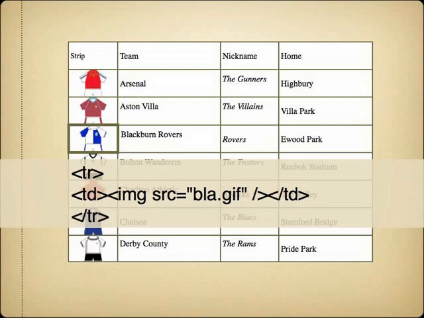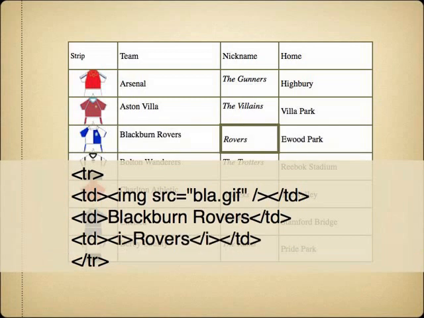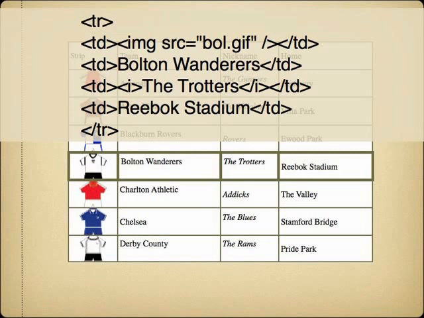We mark the first data cell of the row with td, and then we have img source equals bla.gif, and then we close off that data cell with /td. We begin td, Blackburn Rovers, /td to close off the data cell. We start the next data cell with td. We begin italics, we have Rovers, /i to end italics, and then /td to end this data cell. We begin the next data cell with td, Ewood Park, and then /td to close it off. And of course we close off the row with /tr.